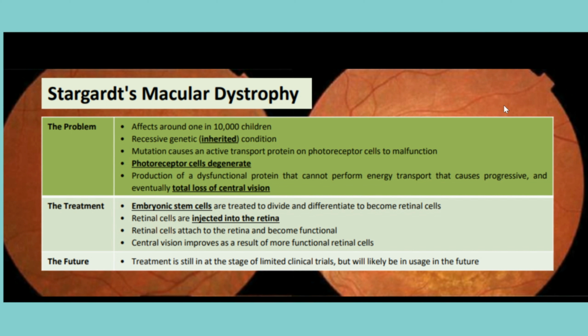So the treatment is that you use embryonic stem cells, and you treat them and divide them and differentiate them into retinal cells, which are then injected into your retina. The retinal cells then attach to the retina and become functional, and then central vision improves as a result of more functional retinal cells. So you're basically replacing all those that got damaged due to Stargardt's macular dystrophy. And the future: this treatment is still at the stage of limited clinical trials, but will most likely be used in the future, hopefully.